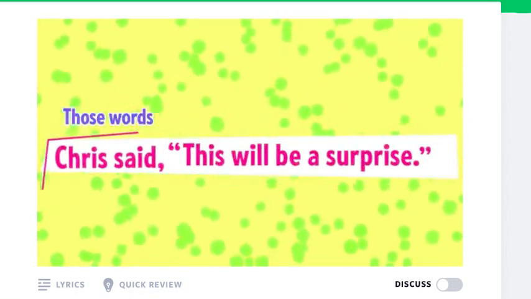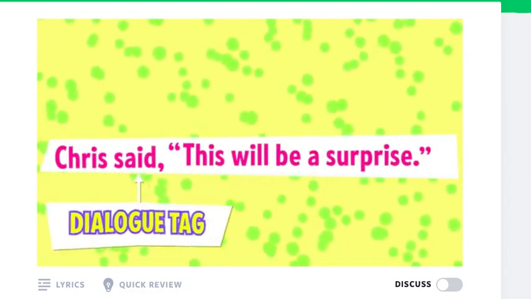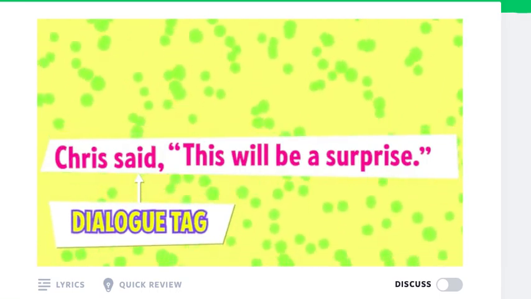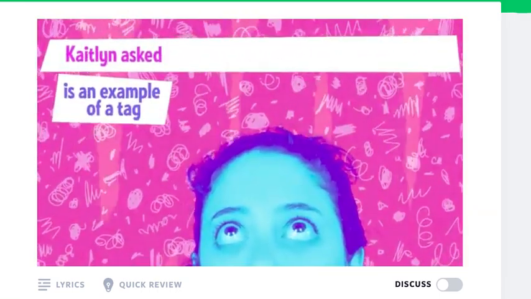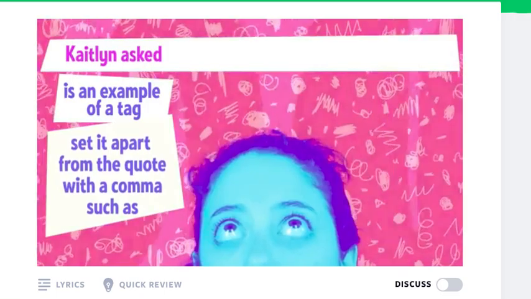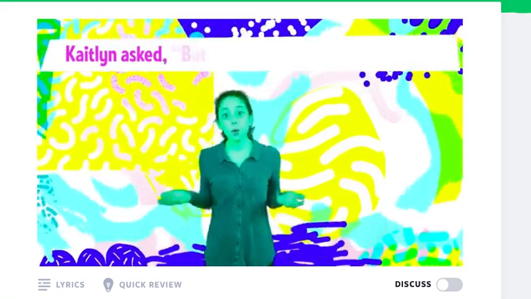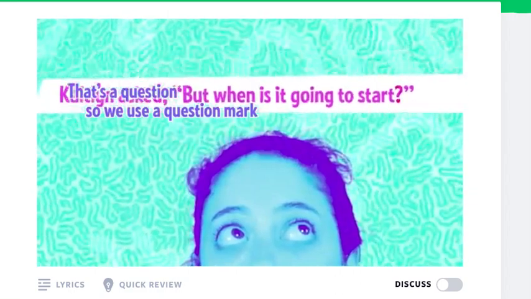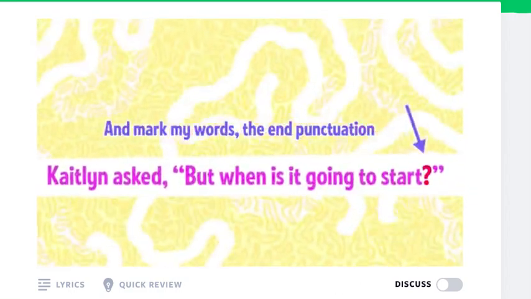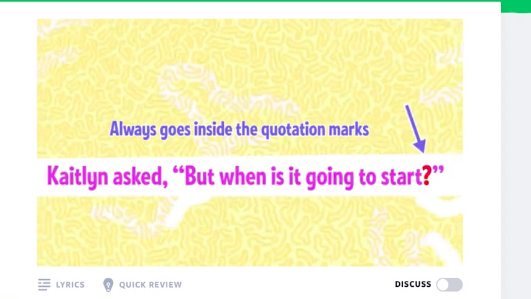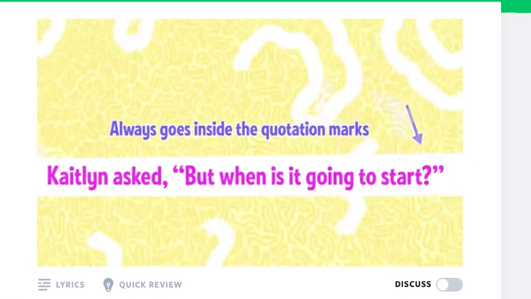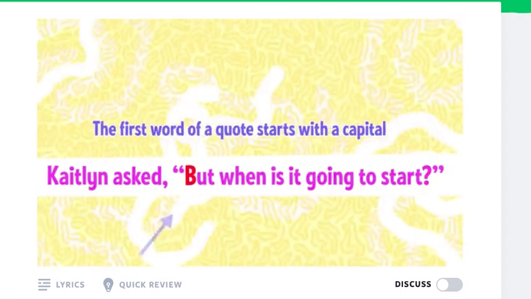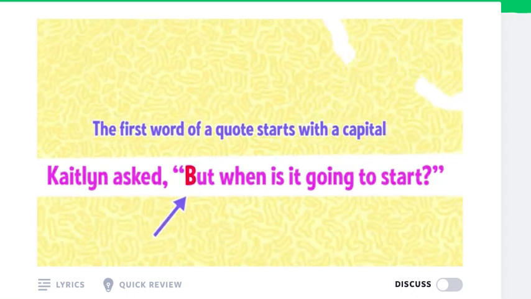Those words, Chris said, they tell you who's speaking. That's a dialogue tag, and we need them. Caitlin asked is an example of a tag. Set it apart from the quote with a comma, such as Caitlin asked, "But when is it going to start?" That's a question, so we use a question mark. And mark my words, the end punctuation always goes inside the quotation marks. And while we're being all grammatical, the first word of a quote starts with a capital.